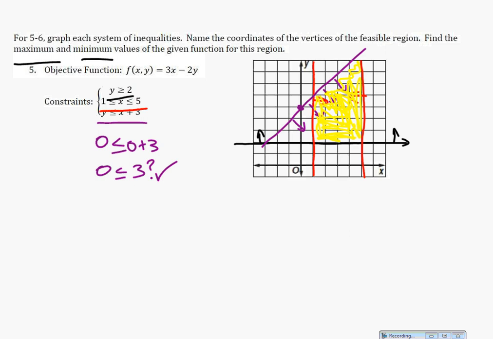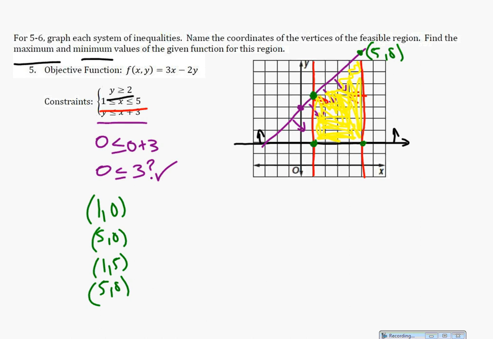Now, what I want to look for is what are the corners, or the vertices, of that feasible region. Now here, this one I've got to kind of guess. So it's going to be at 5. This one's going to be about 5, 8. Okay, so you've got to use your heads here and think about this. So my points are going to be 1, 0, 5, 0, 1, 5, and 5, 8. So these are the corners of my feasible region.